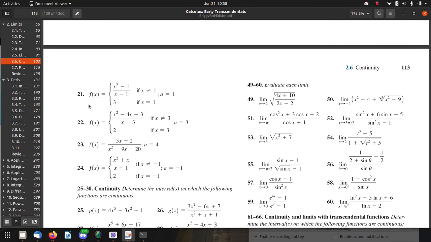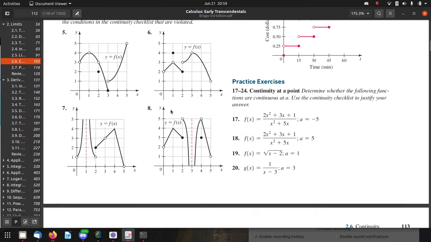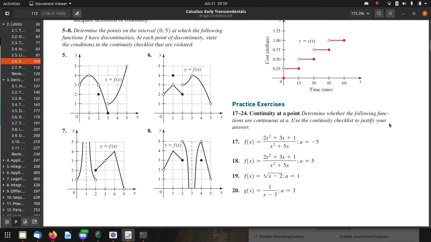And we have f of x equals x squared minus 1 over x minus 1, x cannot equal 1. And we're evaluating a equals 1. And then we have the function 3 if and when x equals 1. And they're asking us to determine on that function, look up here at the instructions, determine whether the following functions are continuous there. And then you use the checklist, so use formal justification to make those determinations.